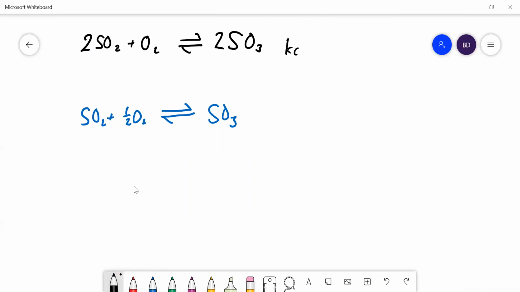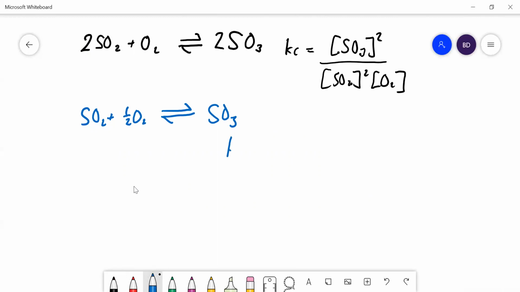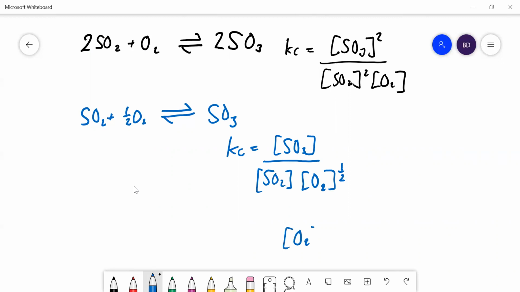So let's write the equilibrium constant down. This Kc is SO3 squared over SO2 squared times O2, whereas this one, Kc there is going to be equal to SO3 to the power of 1 over SO2 to the power of 1, times the concentration of oxygen to the power of a half. And don't forget, the concentration of anything to the power of a half is equal to the square root of it, if you remember your rules.